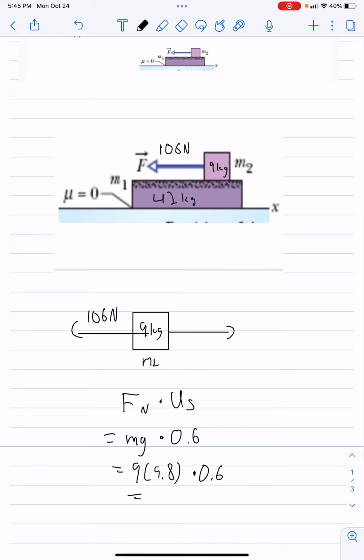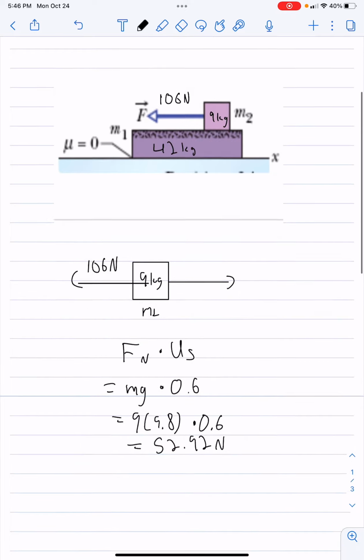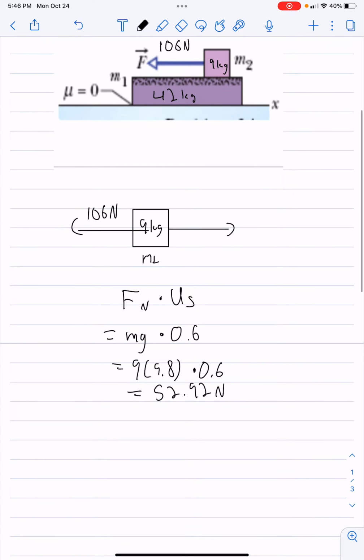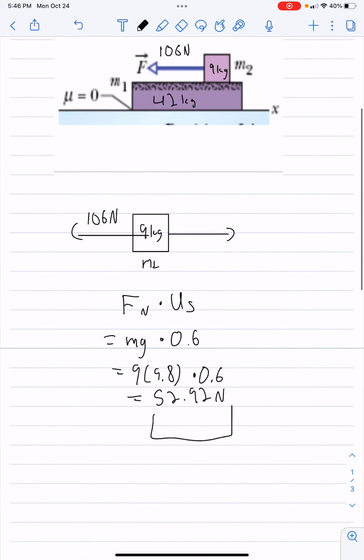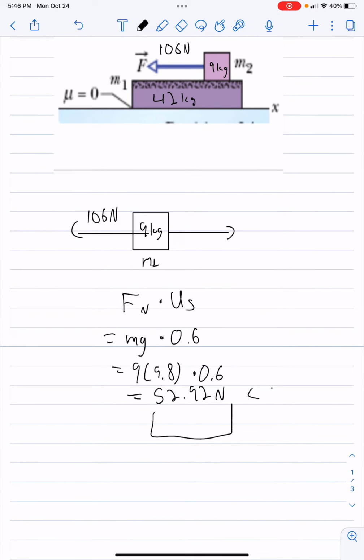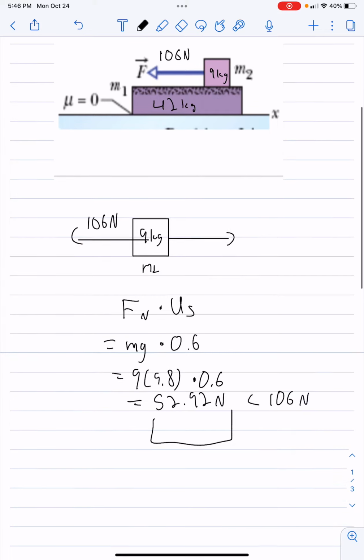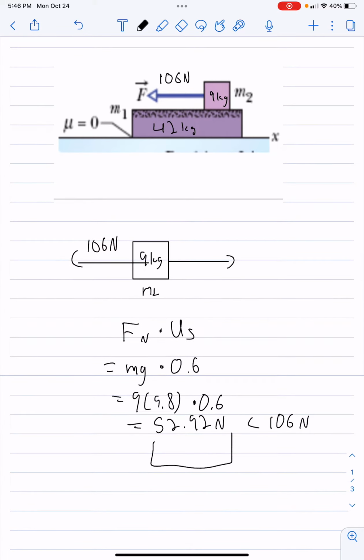And we get the answer of 52.92 newtons. So, if our pulling force of 106 newtons is greater than this, then the block will be moving. Now, 106 newtons is indeed greater than these 52 newtons, which means that the block is going to be moving.